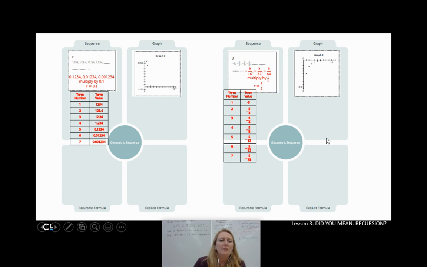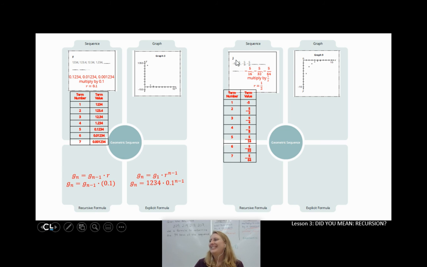My next geometric sequence that I have, again, yours might be in a slightly different order, my next geometric sequence is F, and I can see my ratio is 0.1. We wrote that down earlier. So my recursive formula is g sub n equals g sub n minus 1 times 0.1, which is great if you want the next term. But if you want any term, we'll go with the explicit formula. So I need my first term, 1,234, times my ratio 0.1 raised to the n minus 1 power.